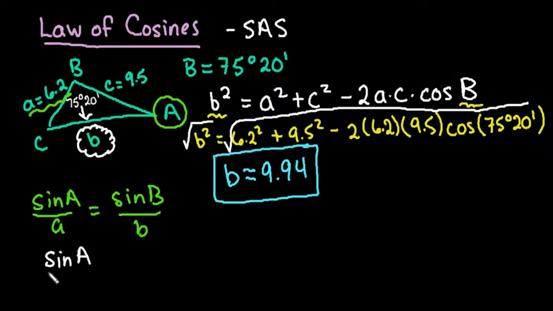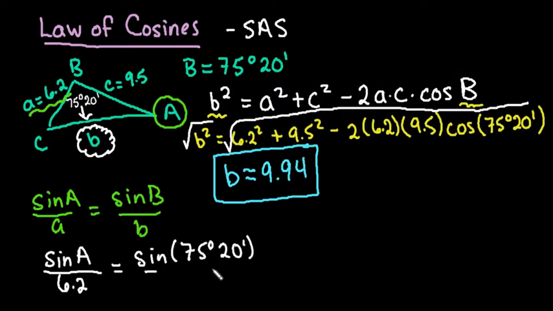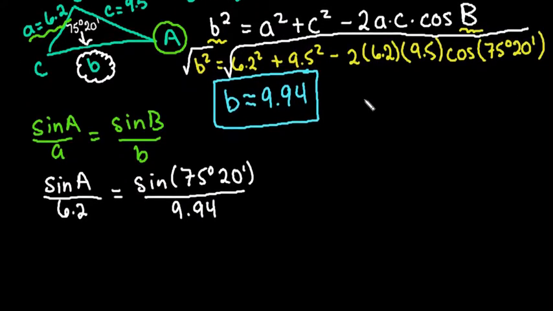Angle A we do not know. Little a is 6.2. Sine, we would plug in 75 degrees 20 minutes. And the side opposite of it is what we just found, 9.94. If you wanted to find the most accurate answer, you would just keep using the answer. I'm going to go ahead and round it because in this case it doesn't throw it off that much, so I'm going to just leave it as is.